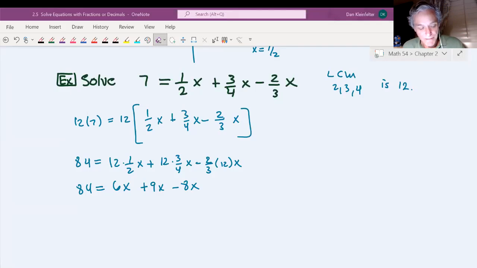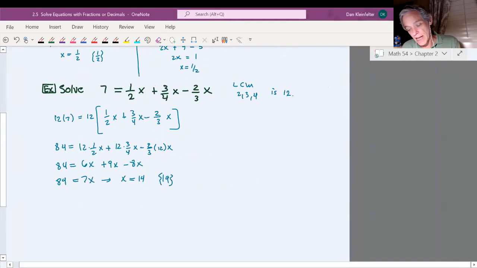Okay, let's try that again. So we've got on the left side just 84. And then on the right side, we have 7x. And so then dividing both sides by 7, x will be 14. So 14 is our solution. Okay, so that takes us to the end of that example.